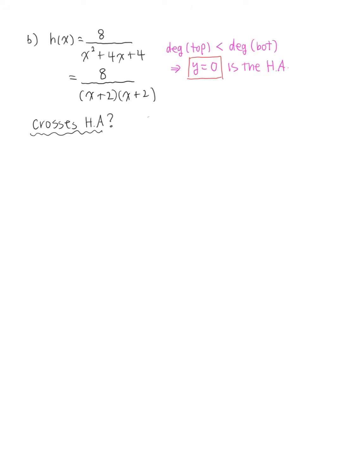How we do that is you set h of x equal to the horizontal asymptote, which is 0. So we have 8 over x squared plus 4x plus 4 equals 0. Again, you can just multiply this by the least common denominator, which in this case is the trinomial of degree 2. So I need to multiply here by x squared plus 4x plus 4.